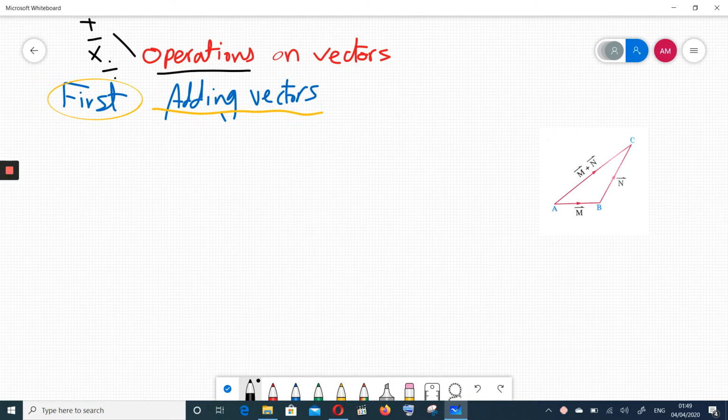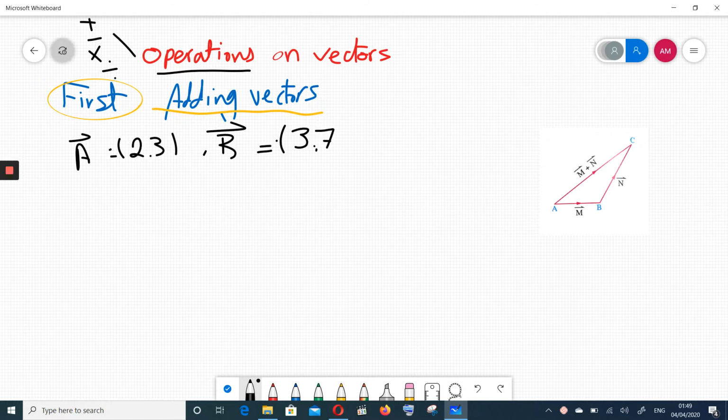The first case we're going to talk about is the adding of vectors. As we studied before, for example, vector A is equal to (2, 3), then vector B equals (3, 7). So vector A plus vector B is going to be what? Yes, exactly. The first projection plus the first projection, that means 2 plus 3 is going to be 5. And the second projection with the second projection, that means 3 plus 7 is going to be 10. This is as we studied before.